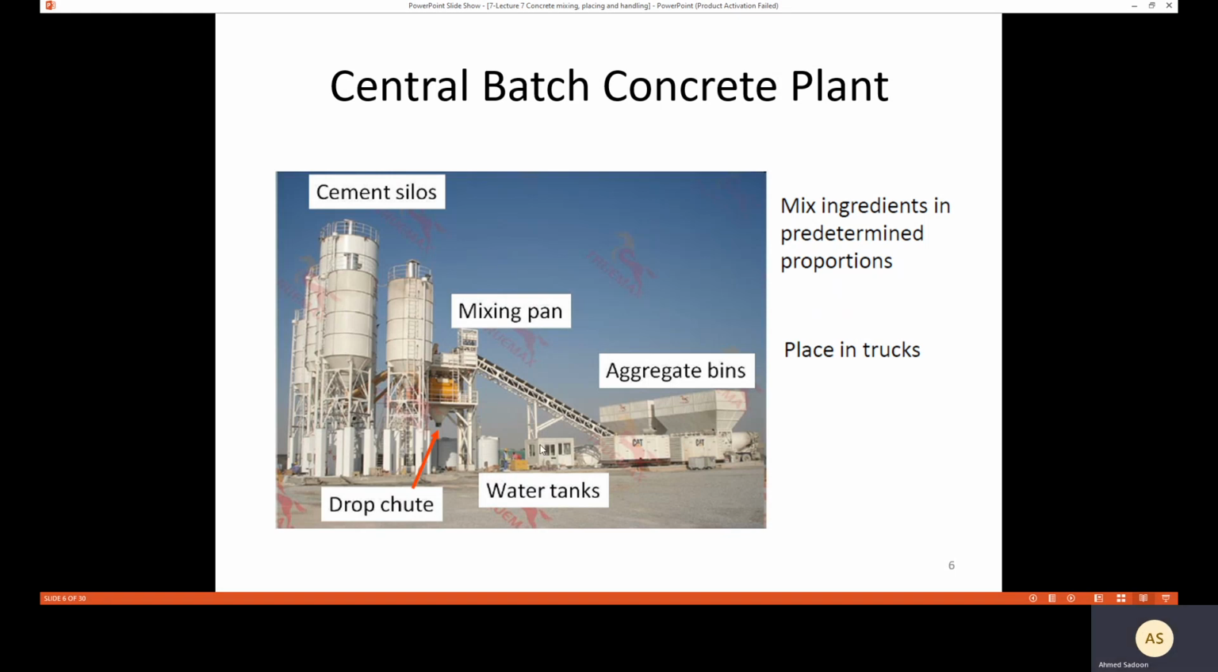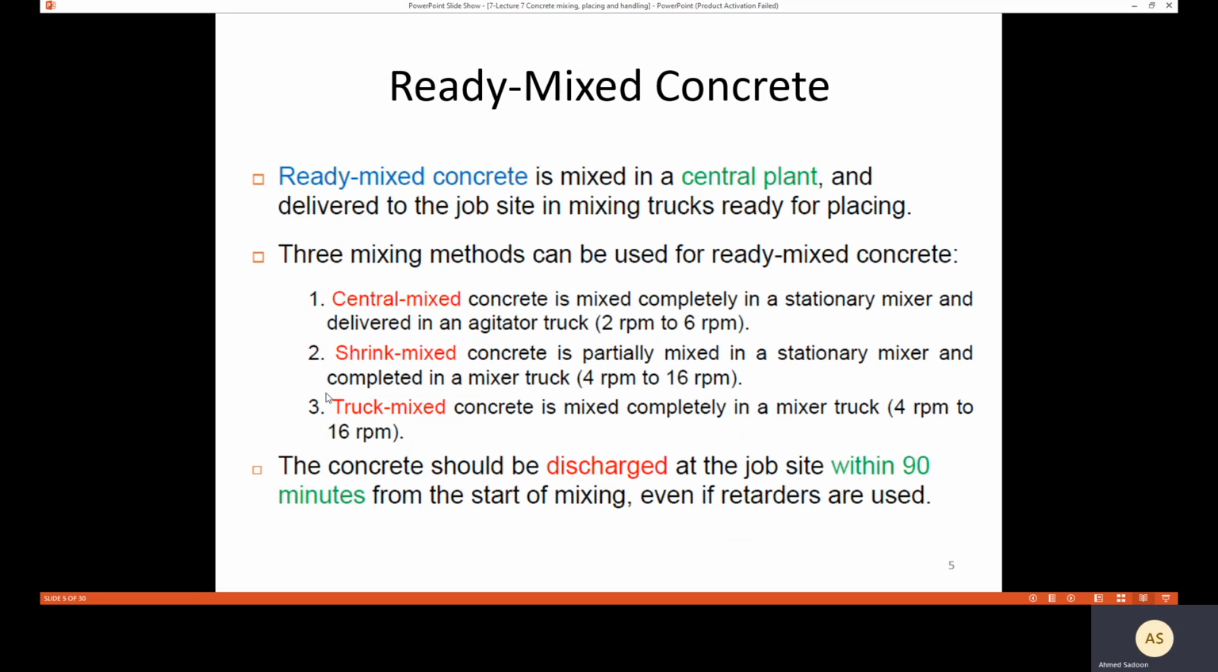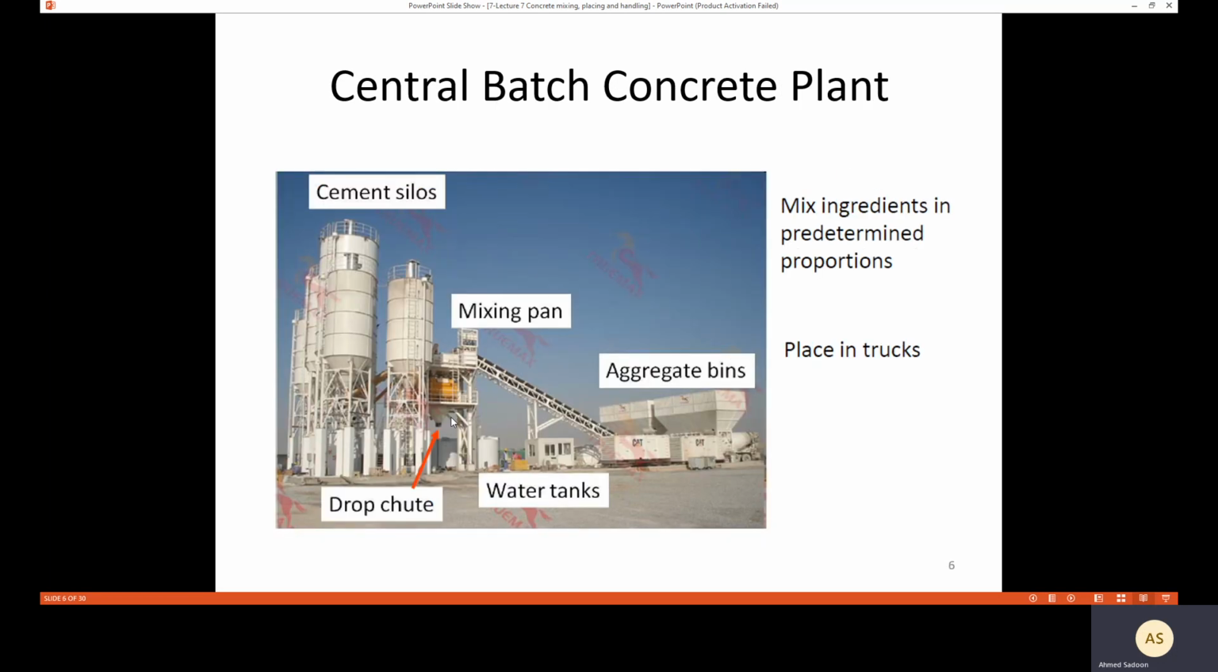So here we have the control room. We are going to control the amount which is going to be introduced to the mixer. So here we are going to start the batching process. This facility is going to measure all the required amounts, and then all of these ingredients are going to be introduced to the mixer. Then the mixer is going to mix the concrete using one of these methods: central mixed, shrink mixed, or truck mixed. Then the concrete is going to be delivered to the truck, and the truck is going to deliver the concrete to the job site.